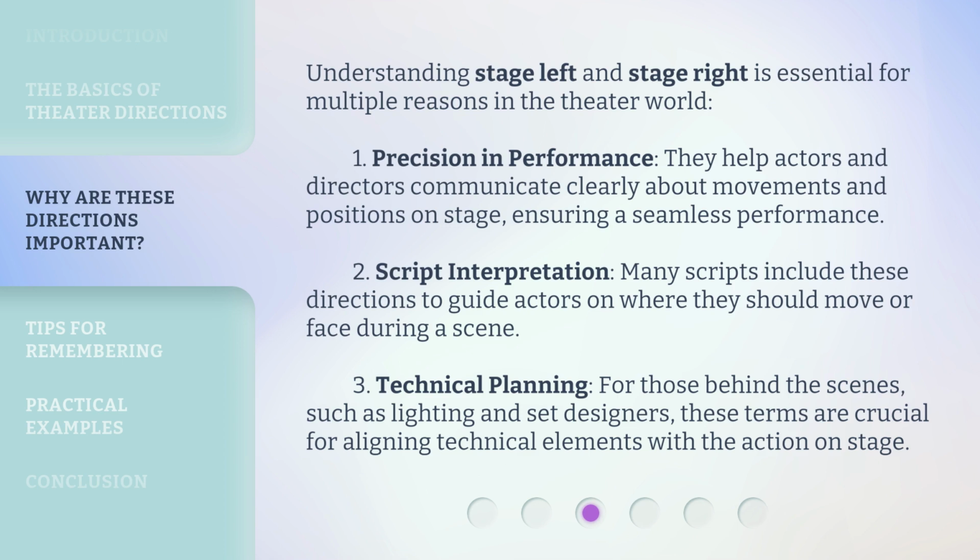Understanding stage left and stage right is essential for multiple reasons in the theater world. 1. Precision in performance. They help actors and directors communicate clearly about movements and positions on stage, ensuring a seamless performance. 2. Script interpretation. Many scripts include these directions to guide actors on where they should move or face during a scene. 3. Technical planning. For those behind the scenes, such as lighting and set designers, these terms are crucial for aligning technical elements with the action on stage.